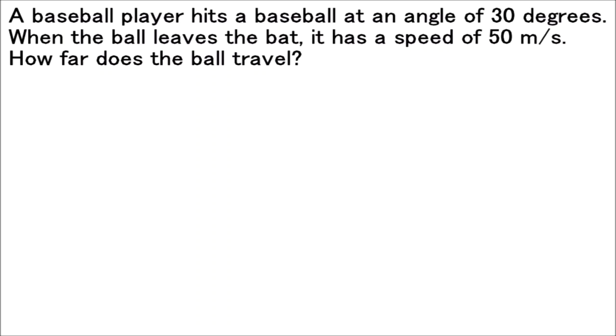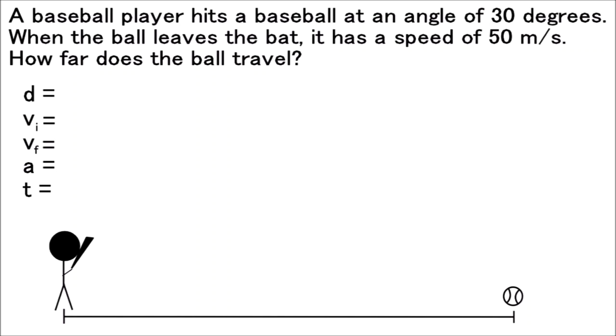Now let's see a more interesting problem in 2 dimensions. A baseball player hits a baseball at an angle of 30 degrees. When the ball leaves the bat, it has a speed of 50 meters per second. How far does the ball travel? Let's watch what's happening visually. Well, let's start as we did with our last one, defining which variables we know for sure from the problem. Try filling it out now.